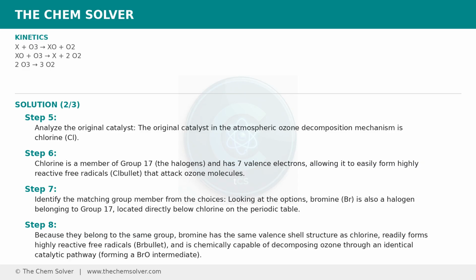Identify the matching group member from the choices. Looking at the options, bromine, Br, is also a halogen belonging to group 17, located directly below chlorine on the periodic table. Because they belong to the same group, bromine has the same valence shell structure as chlorine, readily forms highly reactive free radicals, Br•, and is chemically capable of decomposing ozone through an identical catalytic pathway, forming a BrO intermediate.